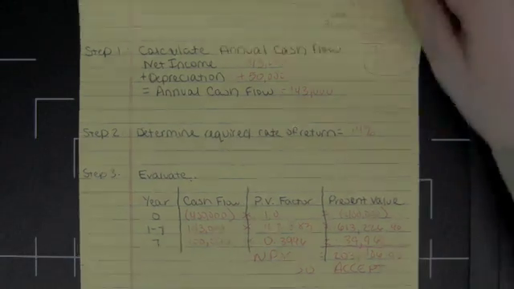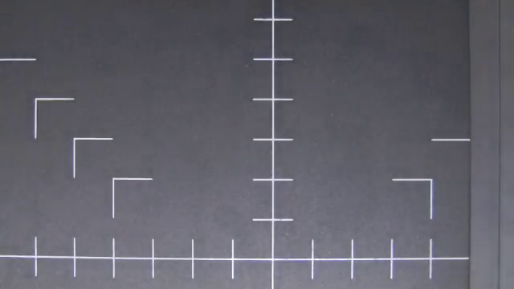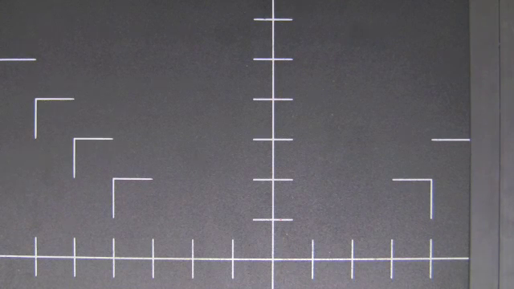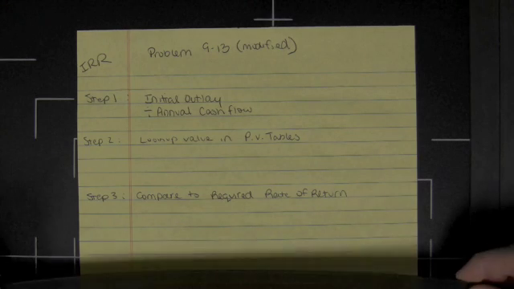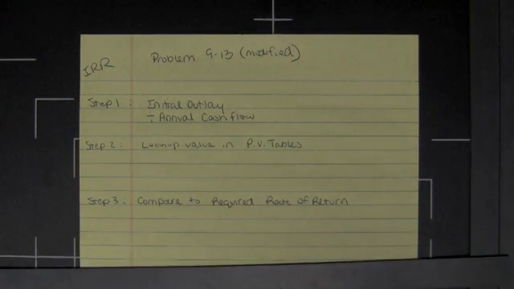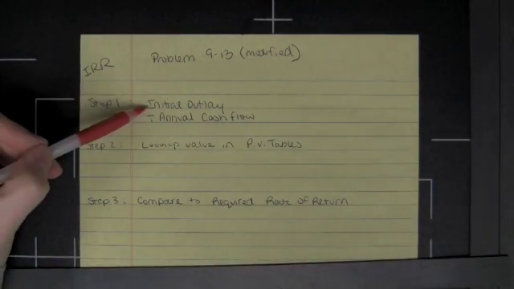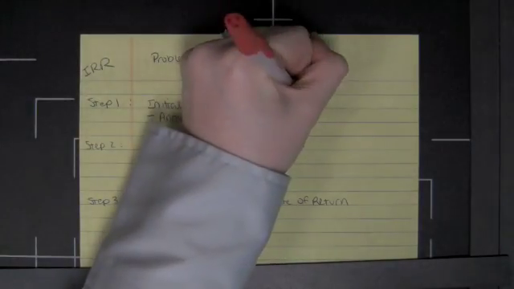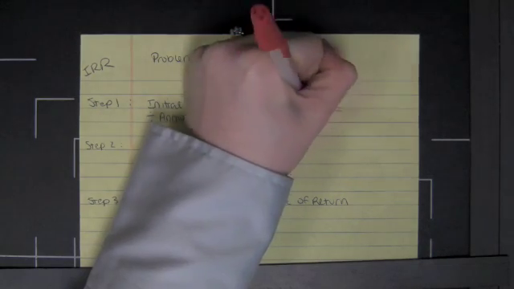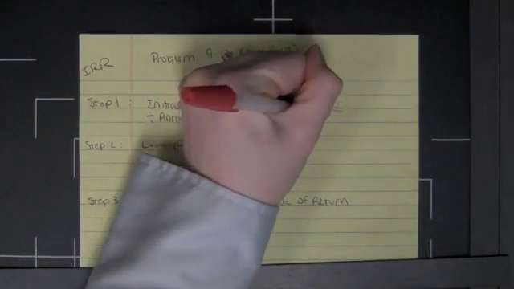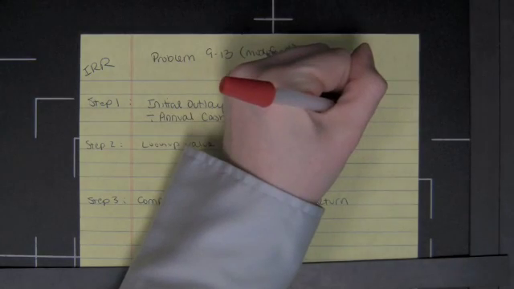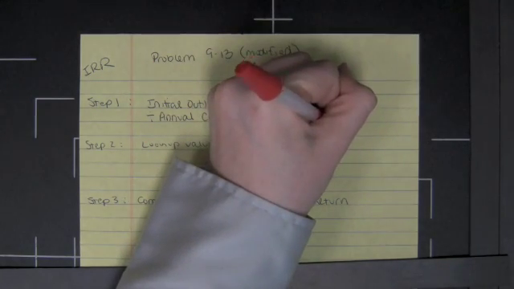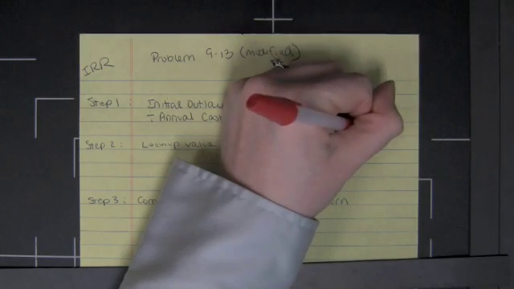Continuing on with the modified problem 913, I also like to review how to calculate the internal rate of return. Calculating the internal rate of return is fairly simple. It's the initial outlay divided by the annual cash flow. Our initial outlay was $450,000, and our annual cash flow as previously calculated was $143,000. Therefore, we get a number of 3.1469.